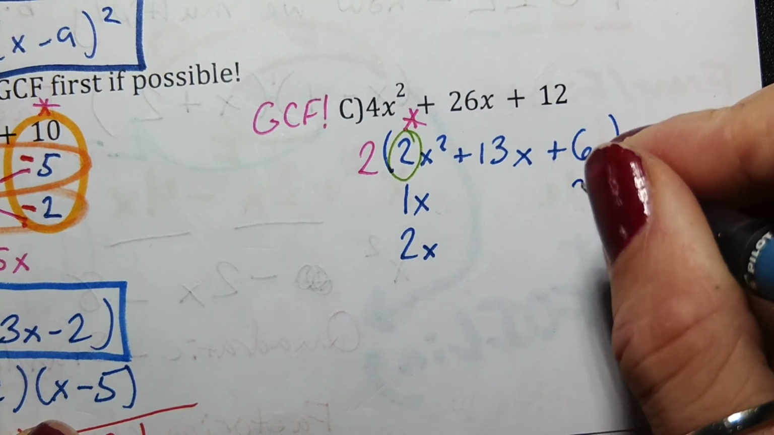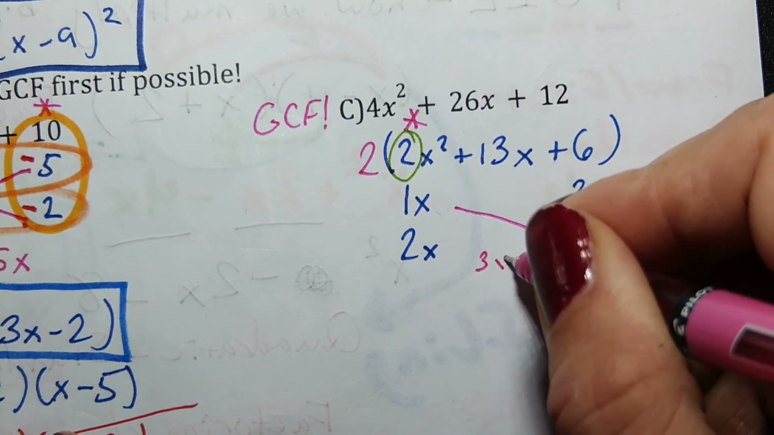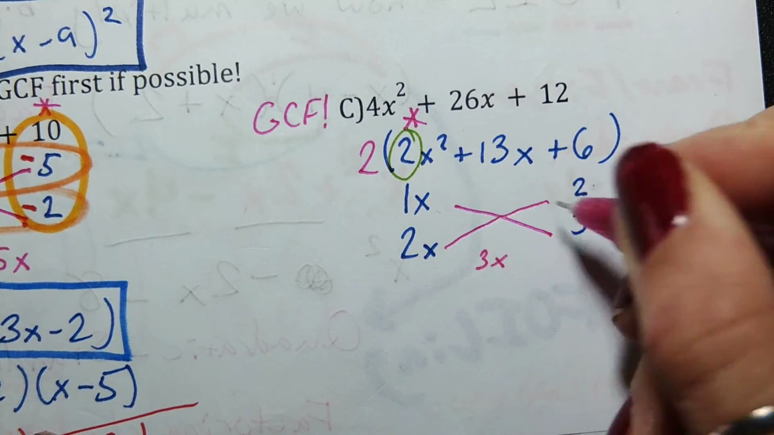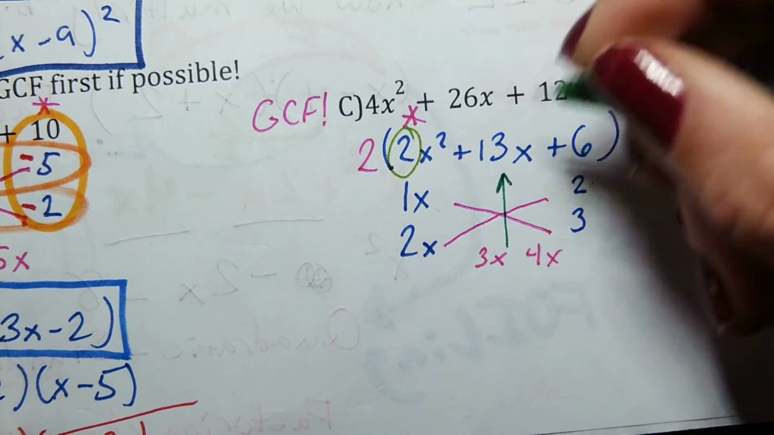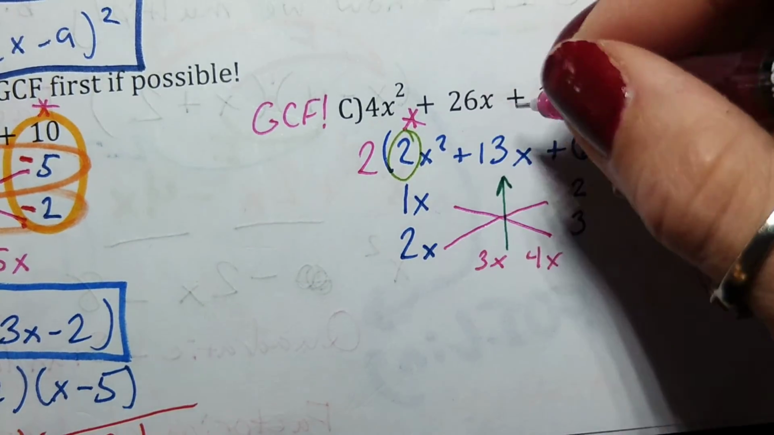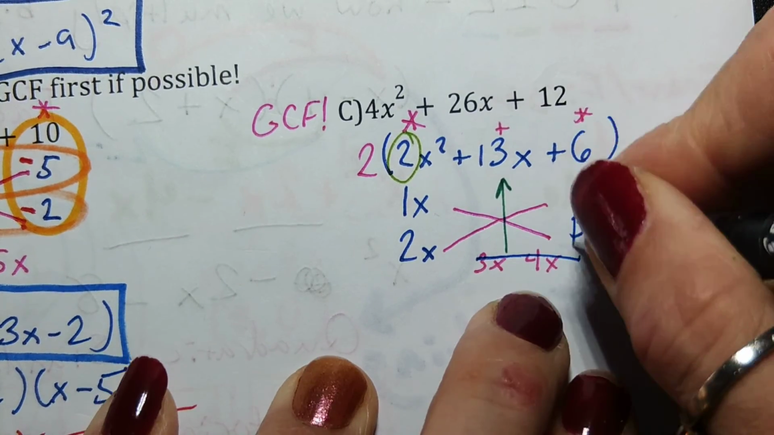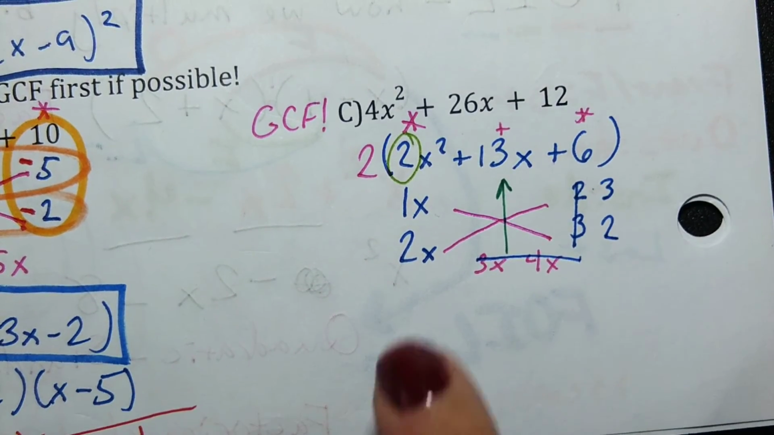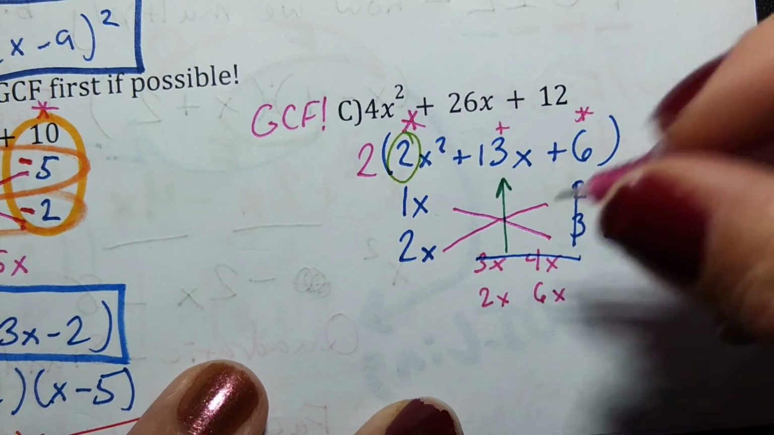So if we do 2 and 3, that gives me 3x, multiplying on the x, and 4x. Is there any combo of those, positive or negative, that will get me up to 13x for a sum? That's a no. Then I tried 3 and 2. 2x. 6x. Yeah, that's a no too.